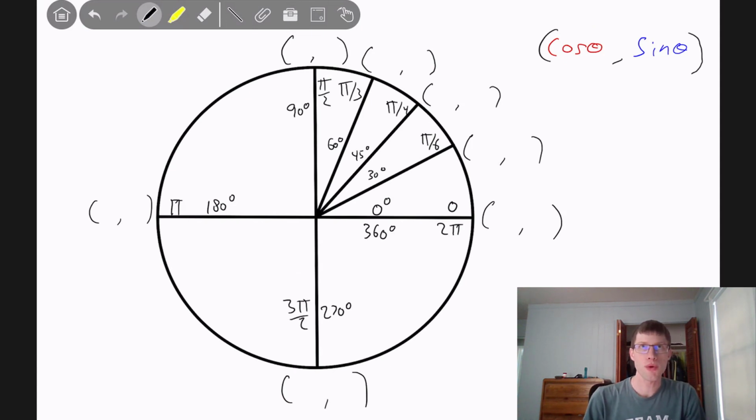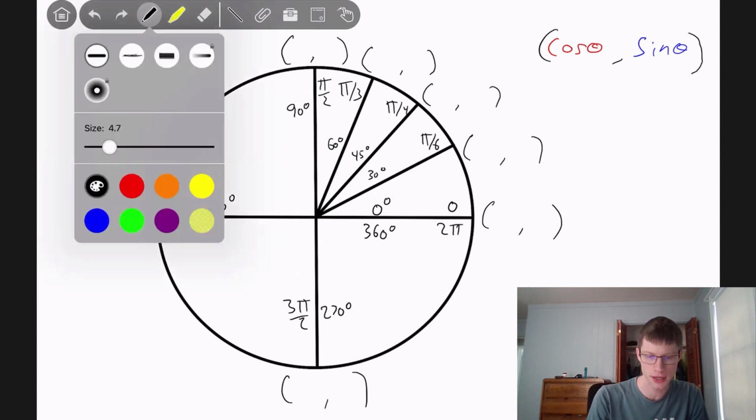And then at this stage, we want to find the x and y coordinates at each of these angles. And don't forget that the x and y coordinates relate to cosine and sine. So the x coordinate is going to be cosine of theta, and the y coordinate is going to be sine of theta, all measured with respect to the positive x-axis. Okay, and I'm going to try to do this color-coded. So let's get my colors out.